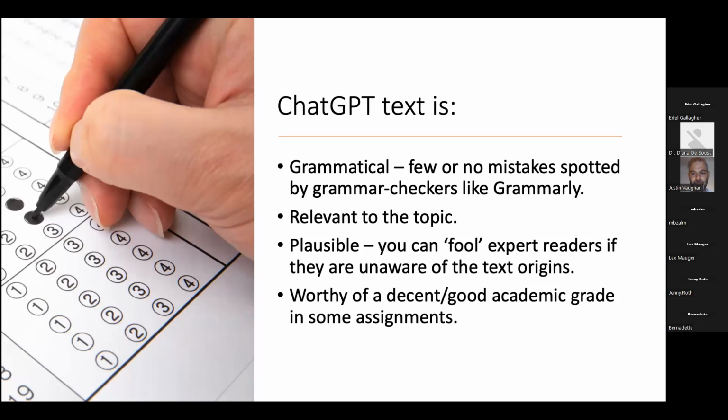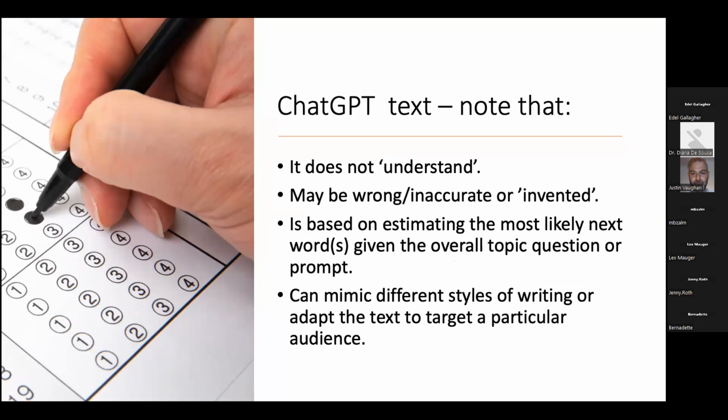And as we've implied with that last, the example from the MBA, it's worthy of a decent, good academic grade in some assignments. The interesting thing about one of the tests that has been done is that they found some very good results in, was it law, in economics and what have you, but it failed in creative writing. So perhaps there's hope for us yet. Anyway, other characteristics, Sue. Yes, and that leads into it does not understand, so it doesn't know how to be critical or creative if it comes to that.